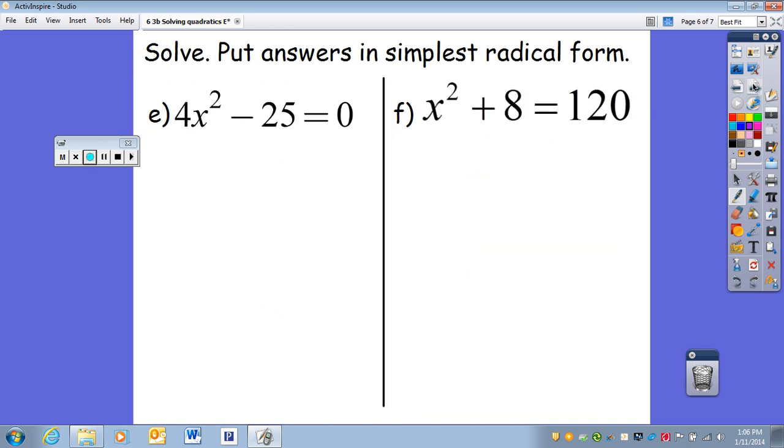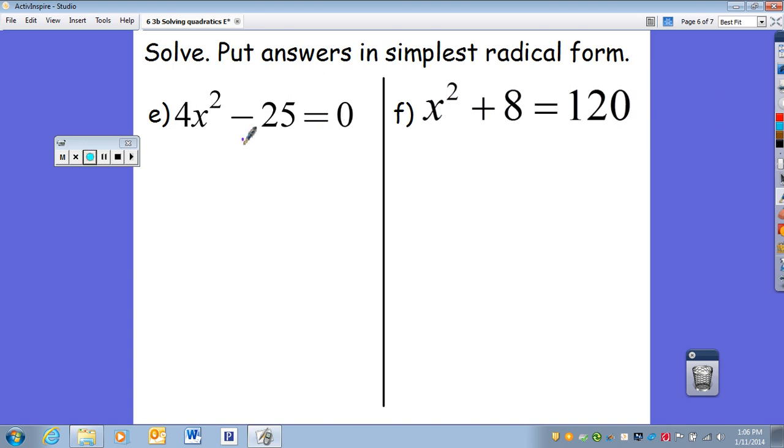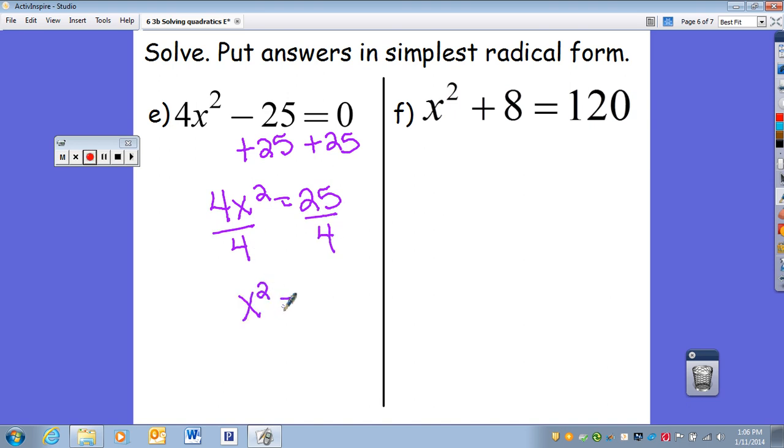Let's take a look at our next example. We have 4x squared minus 25 is equal to 0. So the first thing we're going to do is add 25 to both sides. So we have 4x squared is equal to 25. Now we're going to divide by 4 to get the x squared by itself. So we have x squared is equal to 25 over 4.